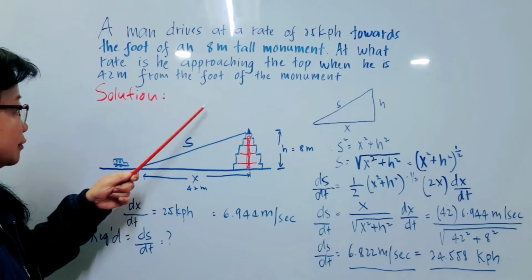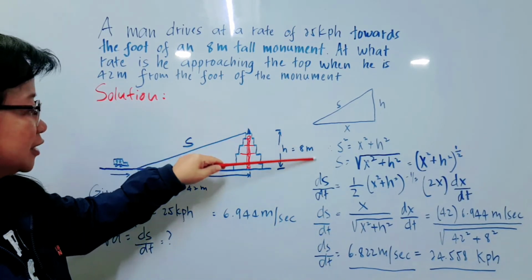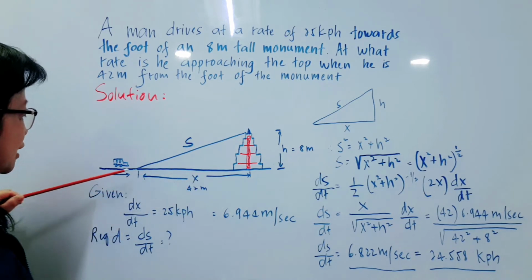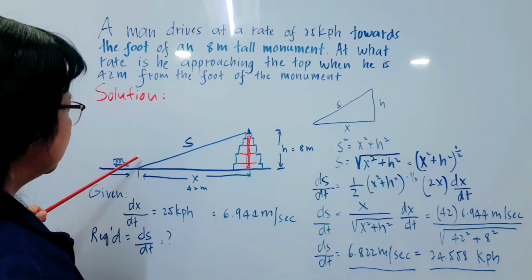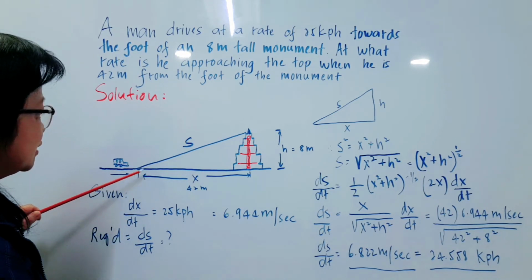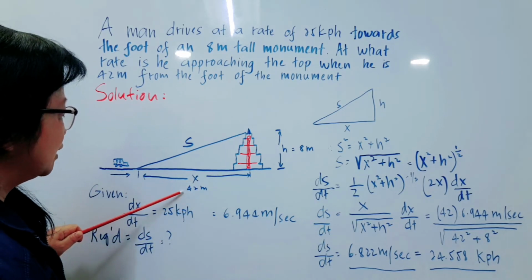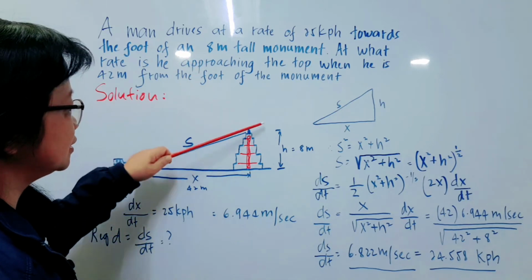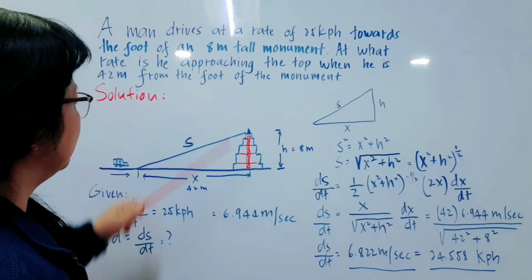Now here, I wrote the solution. And here is the rough sketch of the monument and the car approaching toward the monument. Here I designate the distance from where the car is to the base of the monument as x, and it's given to be 42, and the height of the monument is h, which is equal to 8 meters, which is given also.